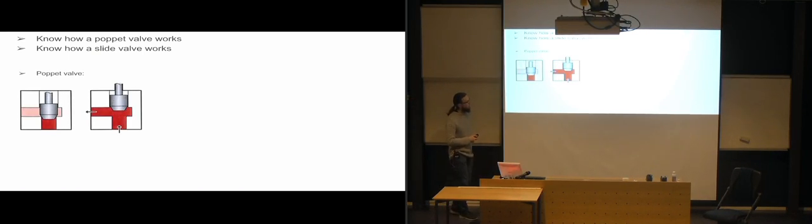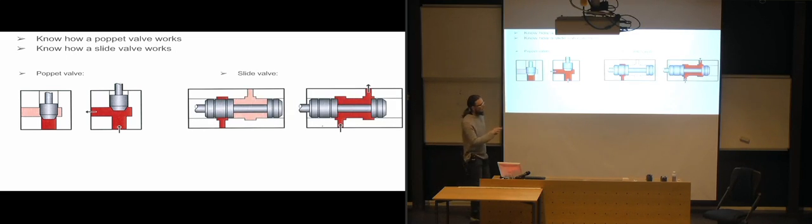We'll look a little bit at poppet valves and slide valves and how they work. I already mentioned poppet valves having the flow going along the same axis as the piston, whereas with the slide valves, the flow is coming normal to the axis instead, so at a 90-degree angle to the axis of the piston. So the piston is basically just sliding back and forth in order to open up different channels inside the housing, which is also why it's called a slide valve.